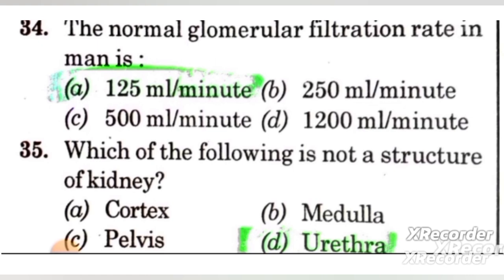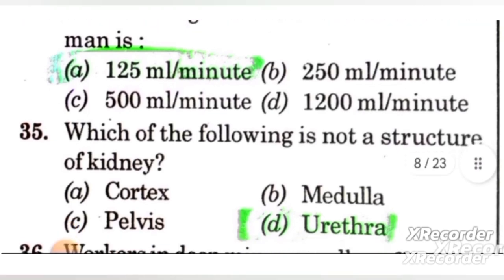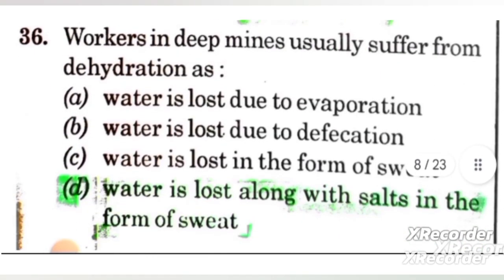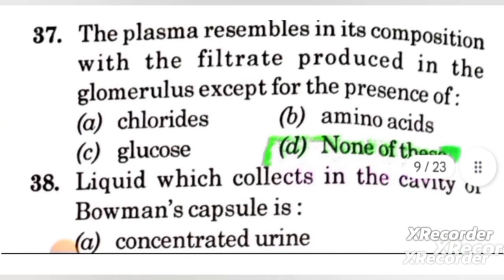Next 35. Which of the following is not a structure of kidney? Answer D. Urethra. Next 36. Workers in deep mines usually suffer from dehydration as answer D. Water is lost along with salts in the form of sweat.